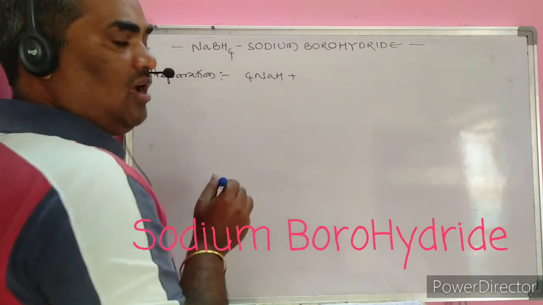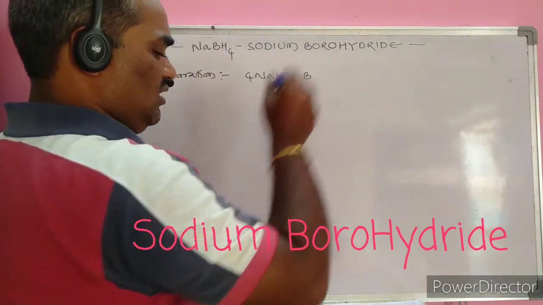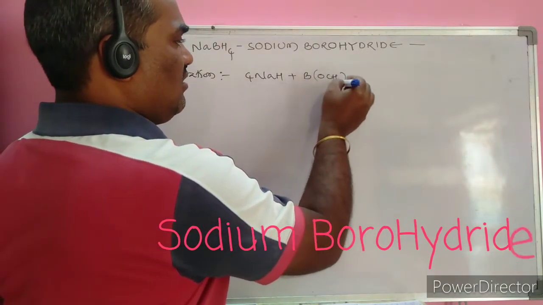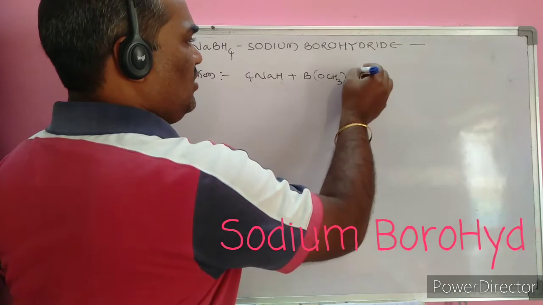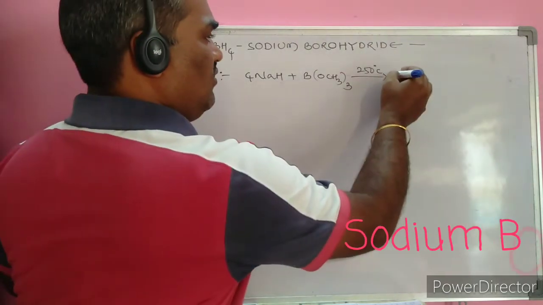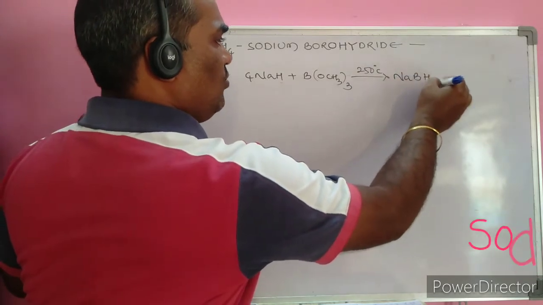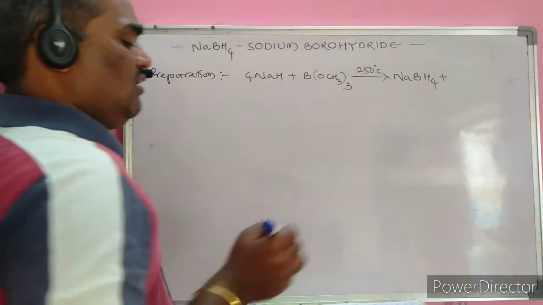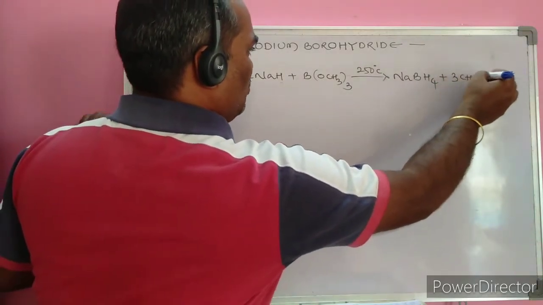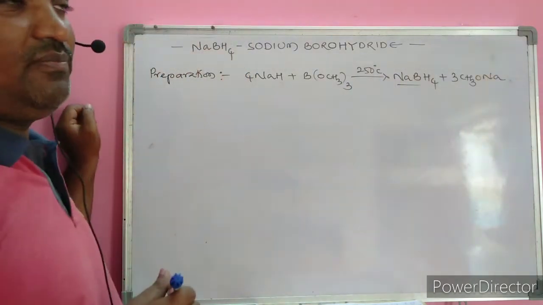NaH, with trimethoxyborane, here CH3 taken thrice, at a temperature of 250 degrees centigrade. Then our required reducing agent, sodium borohydride, is formed, plus the byproduct, 3 moles of sodium methoxide. This is sodium borohydride.